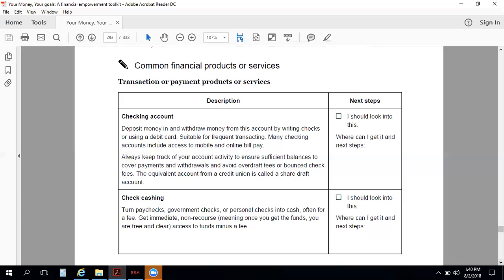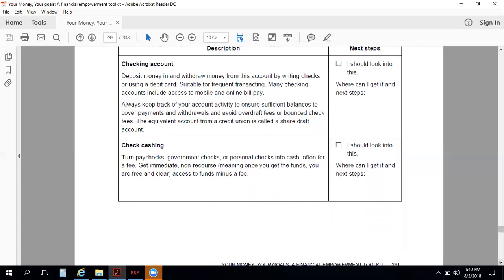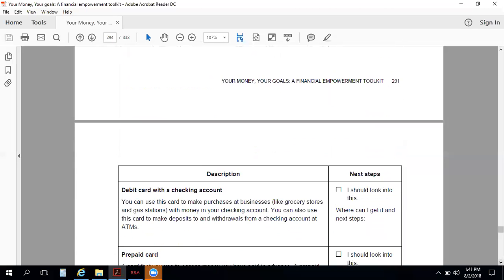Check cashing. Turn paychecks, government checks, or personal checks into cash, often for a fee. Get immediate non-recourse access to funds minus a fee. Now, a lot of the time, if a client cashes or deposits a check at the institution they're actually banking with, a lot of those check cashing fees are waived, at least at the bank I go to. But it's something to think about.